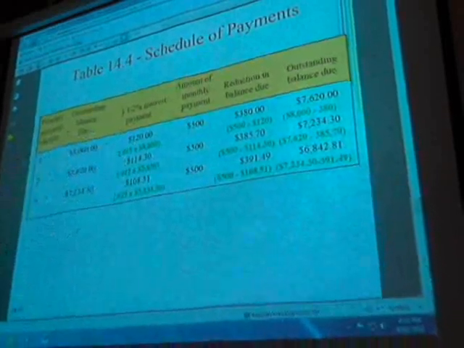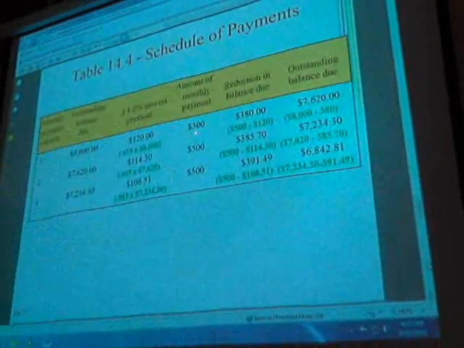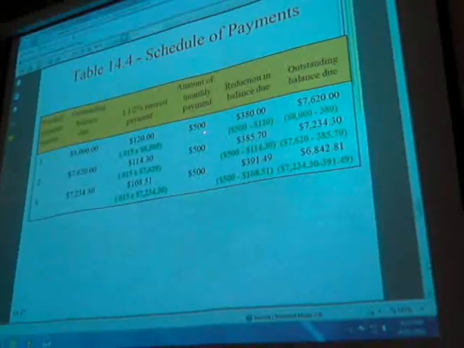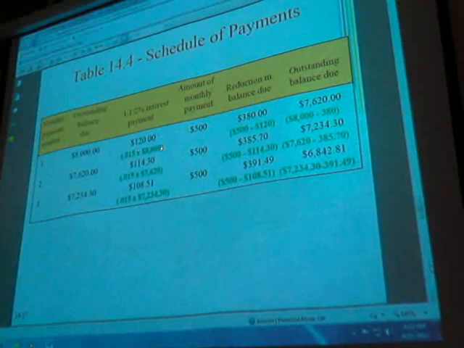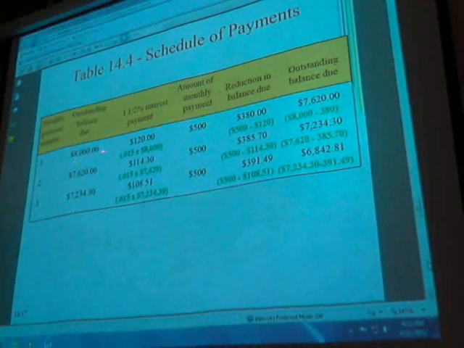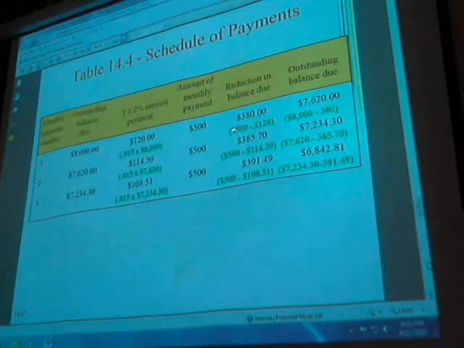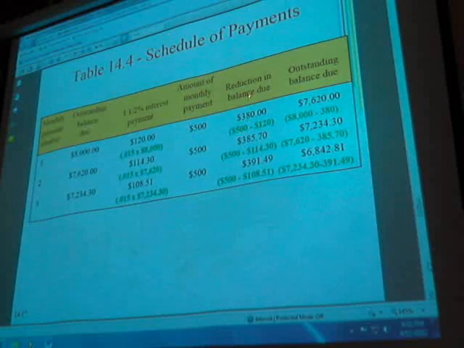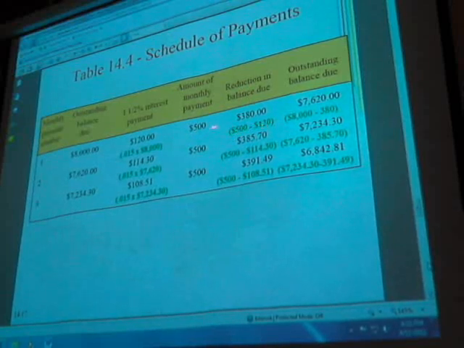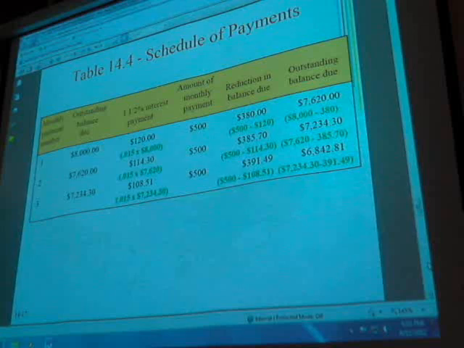Now, how much is your monthly payment? Your monthly payment is $500. You notice how it's the same every month, $500? But every month, they take out the interest first. So it's based on whatever your outstanding balance is times the interest rate. And whatever is left over, look at this column. 500 is the monthly payment. We subtracted the interest from it. So $380 will go towards our principal, towards reducing it.